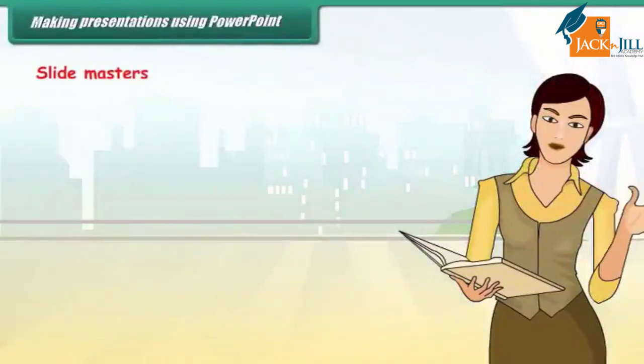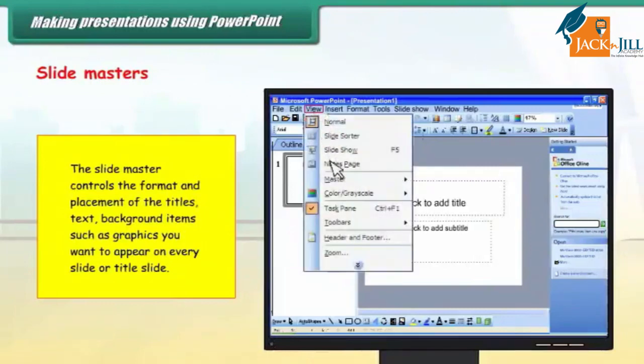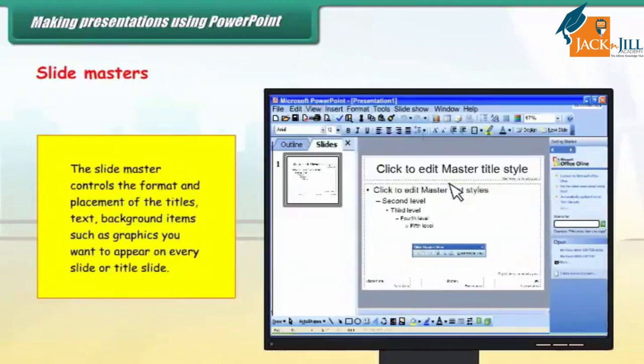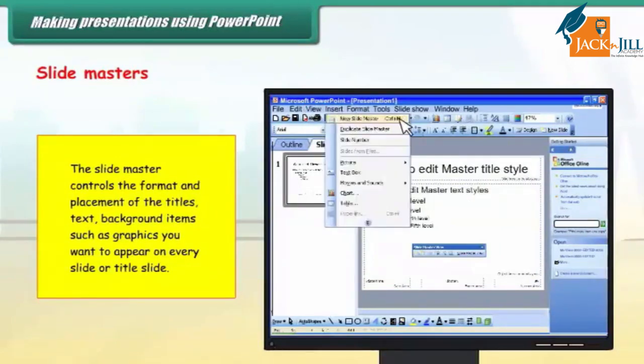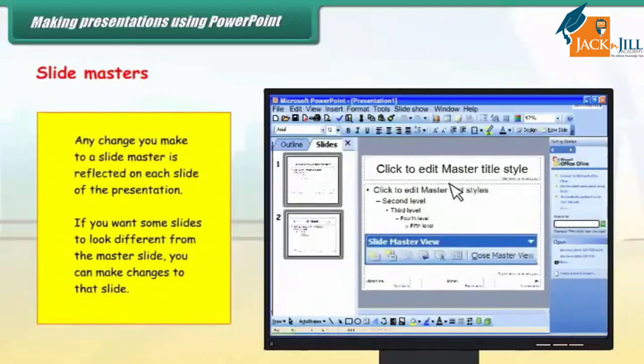Slide masters. The slide master controls the format and placement of the titles, text, and background items such as graphics you want to appear on every slide or title slide. Any change you make to a slide master is reflected on each slide of the presentation. If you want some slides to look different from the master slide, you can make changes to that slide.